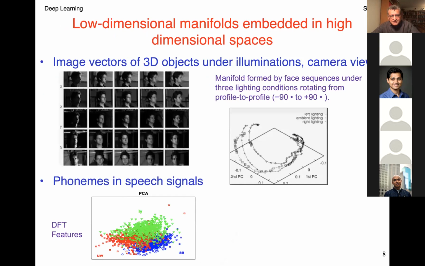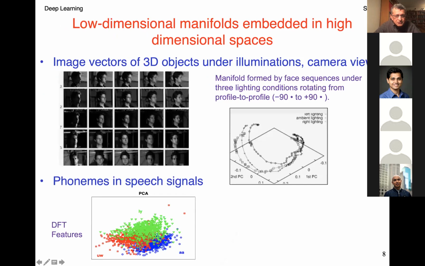Here are some interesting experiments: low dimensional manifolds embedded in high dimensional spaces. They look at this photograph, image vectors of 3D objects under illuminations and camera views. These are face sequences.